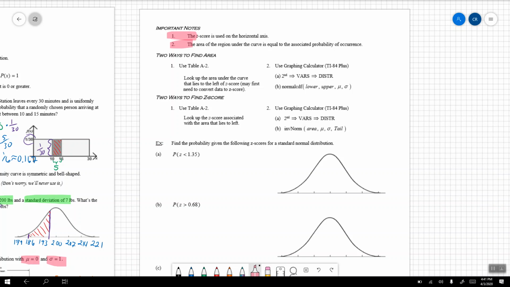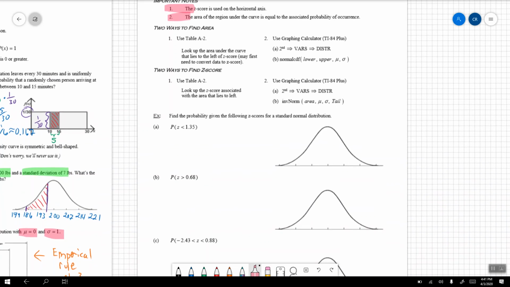Now, there are two ways to find the area. And I'm going to be clear here that I am not going to use tables. Now, if you look at the formula card that I have on Canvas, that was the formula card that I handed out on exam 1. That formula card has certain tables on it. We are not using those tables.